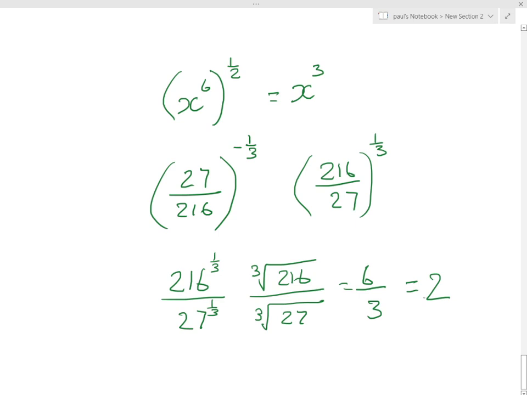Okay, so that's using powers and roots. So that's the second part of what we did in lesson 5.